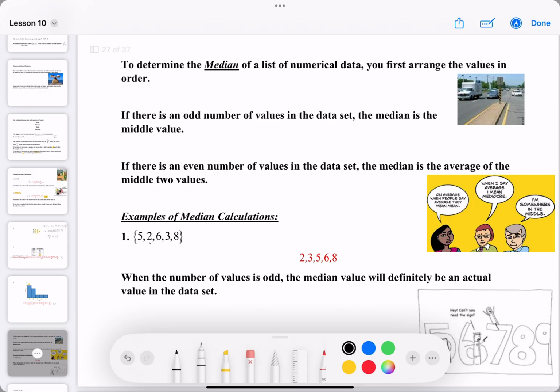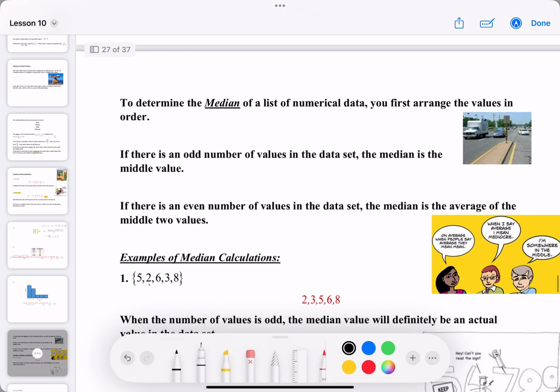Determine the median of the list of numerical data. You first arrange the values in order. Now we are learning the second definition, the median, which is not the mean. The median is usually the center of the data set.